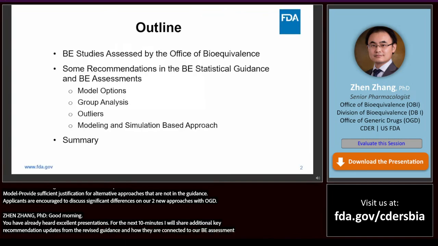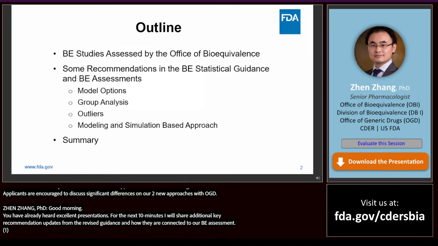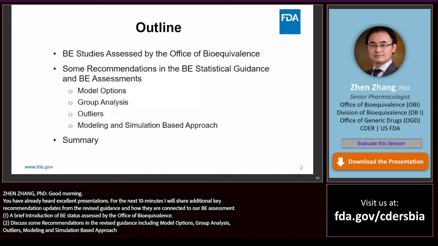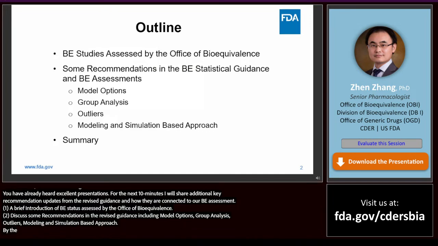First, I will give a brief introduction of BE studies assessed by the Office of Bioequivalence. Next, I will discuss some recommendations in the revised guidance, including model options, group analysis, outliers, and modeling and simulation-based approach. By the end of the presentation, I hope that you will have a better understanding of these important updates and how they can be applied to your work.